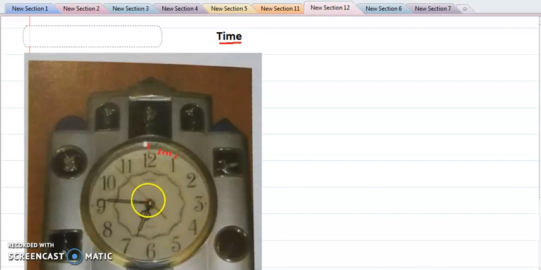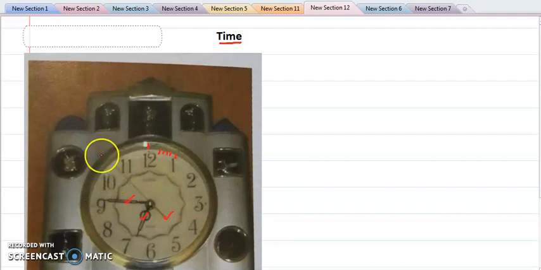There are three types of clock hands that you can see. These are the hands of the clock. Like this is one hand of the clock, this is another hand, this is another hand. Some clocks only show two hands, and some clocks show three hands. Mostly in this class we have to deal with the clock with two hands.